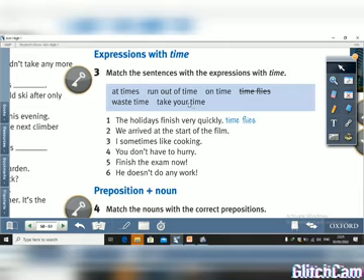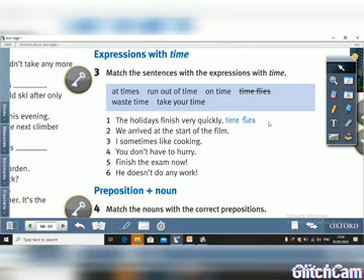We have expressions with time here. Match the sentences with the expressions with the word time: at times, run out of time, on time, time flies, waste time, take your time. Okay. Number one is solved. The holidays finish very quickly. So here, time flies. Okay, another expression.